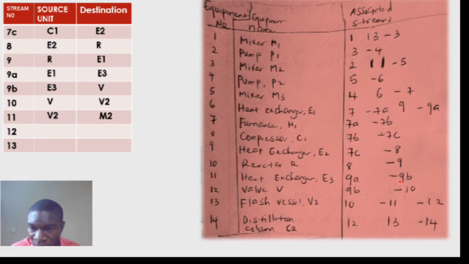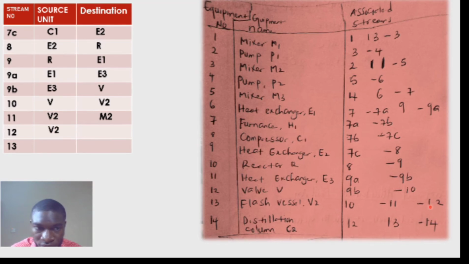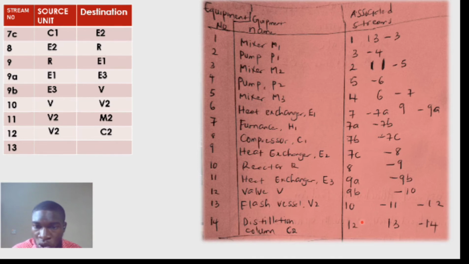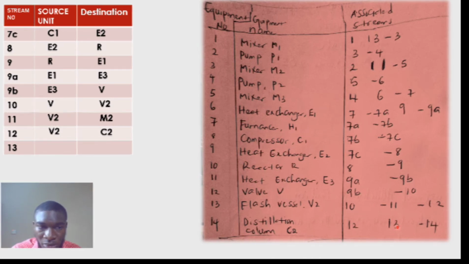So you have stream number 12. The negative is the flash vessel, V2. The positive 12 is distillation column, C2. You have 13, so this is a mistake. This should be minus 13, okay? So that means distillation column C2, and then plus 13, the mixer, M1.